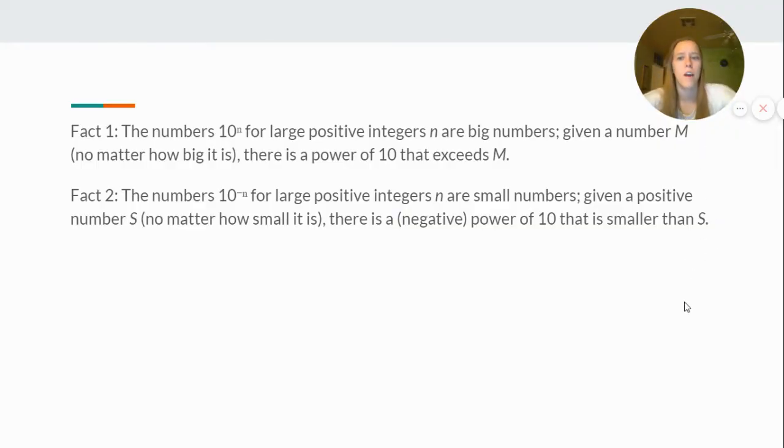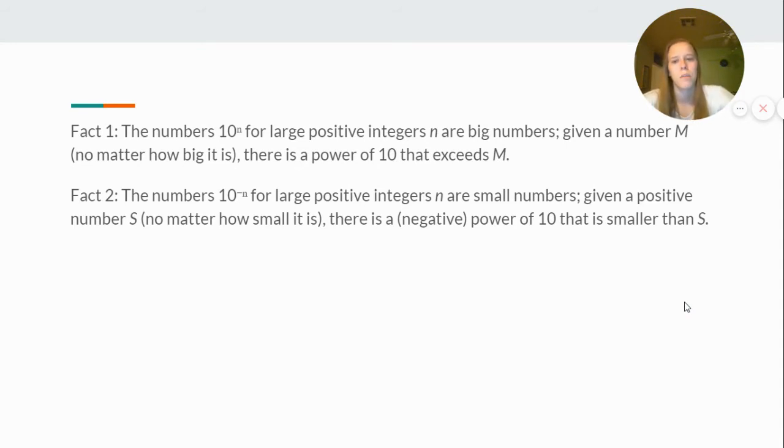Fact number 1, the numbers 10 to the nth for large positive numbers n are big numbers. Given a number m, no matter how big it is, there is a power of 10 that exceeds m. So we're talking about the magnitude in terms of how big a number is.